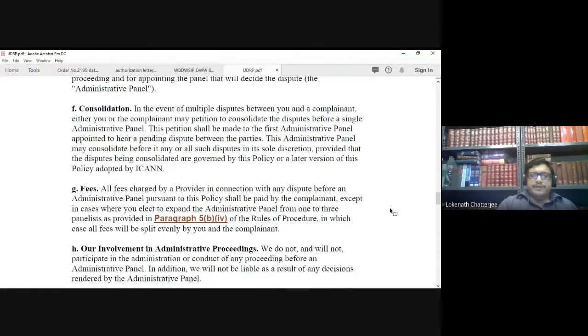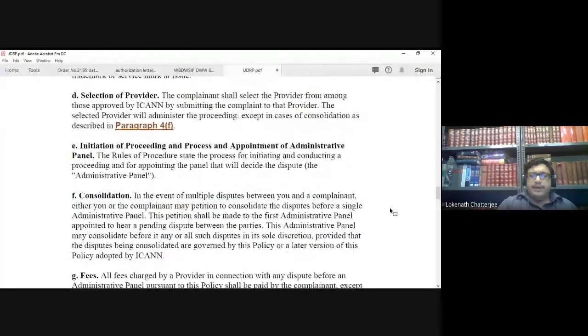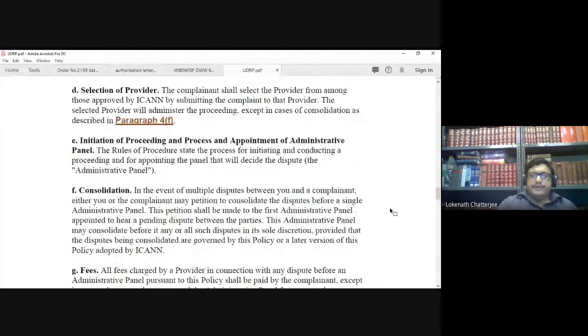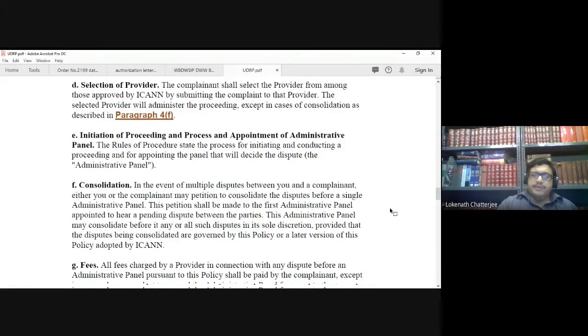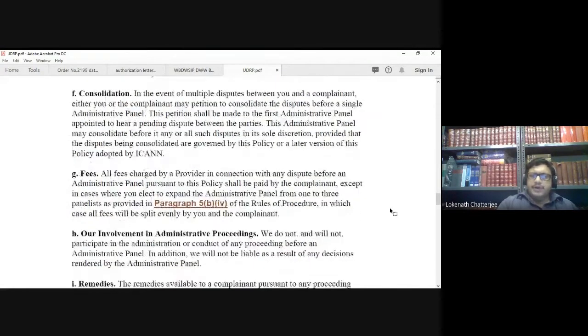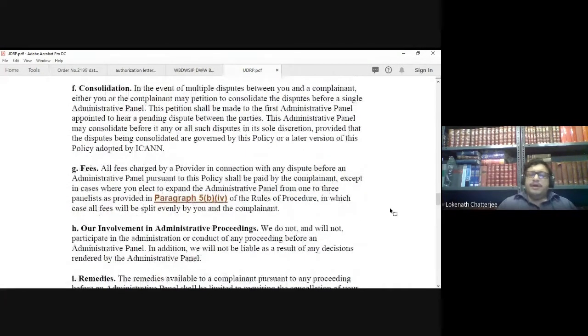What is consolidation? You saw an exception being given in B, where it says that the selected procedure provider will administer except consolidation. What does consolidation mean? Consolidation would be multiple disputes between you and a complainant. Either you or the complainant may petition to consolidate the disputes before a single administrative panel. The petition shall be made to the first administrative panel appointed to hear, which may consolidate.